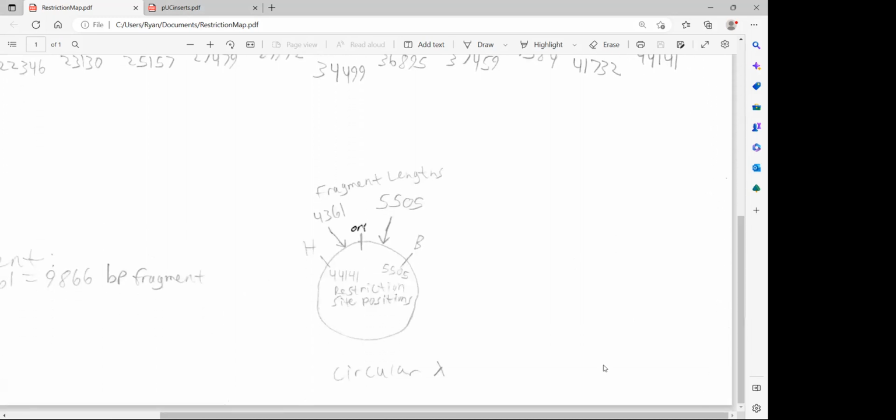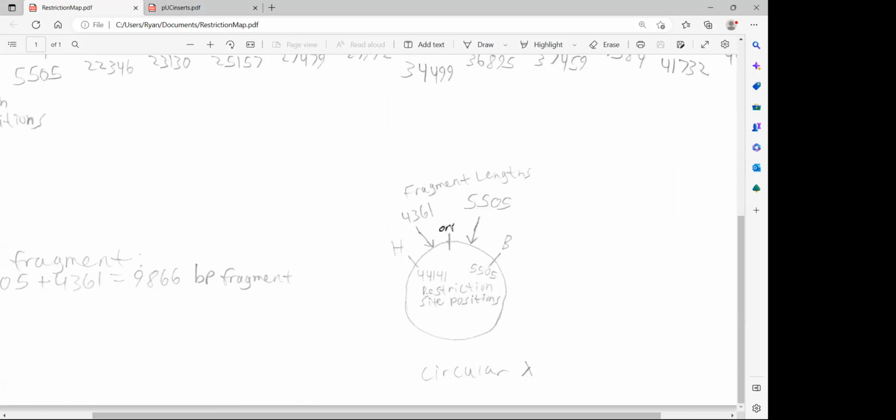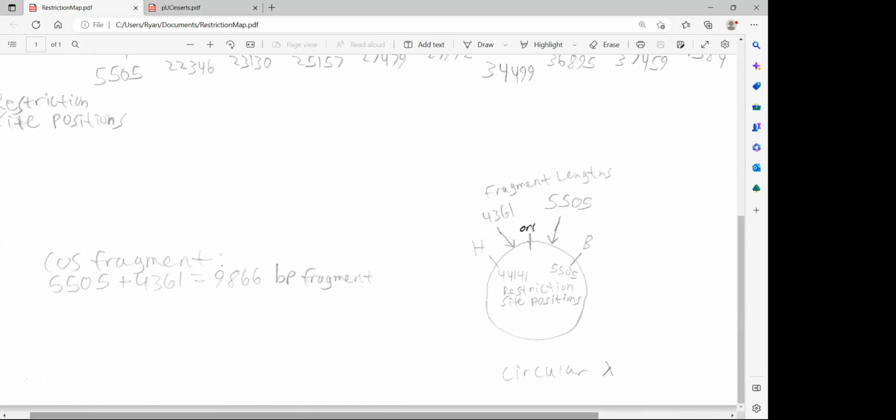So in the circular one, those two points join right here. It's like you took the beginning and the end and you put them together. Okay, got it. So then did you add them?